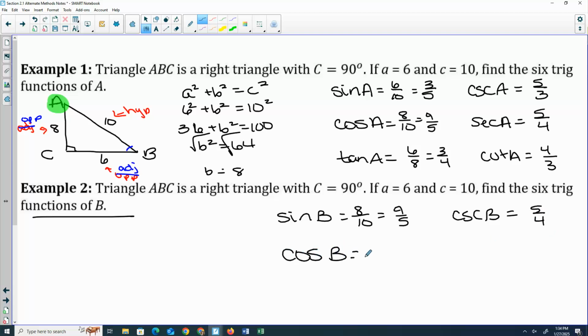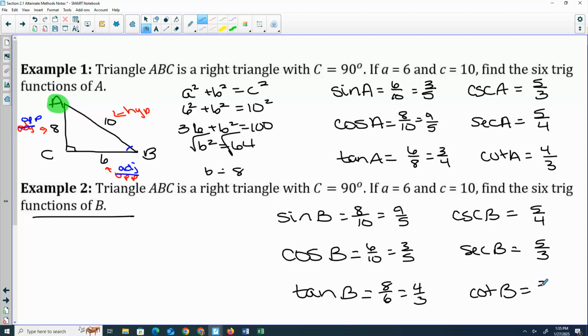Cosine of B, adjacent over hypotenuse, 6 over 10 is 3/5, which means secant is 5/3. Tangent, opposite over adjacent, 8 over 6 is 4/3. So cotangent would be 3 over 4.